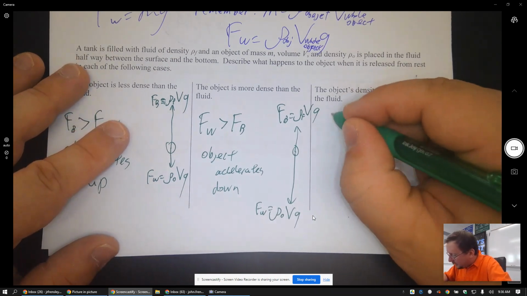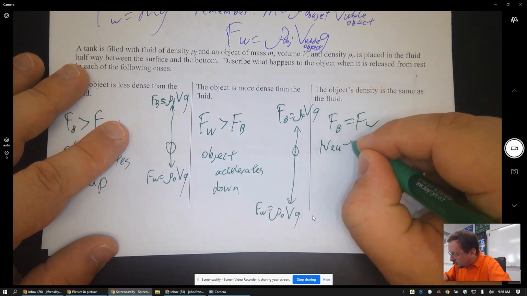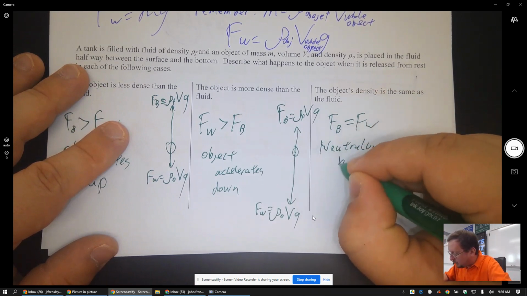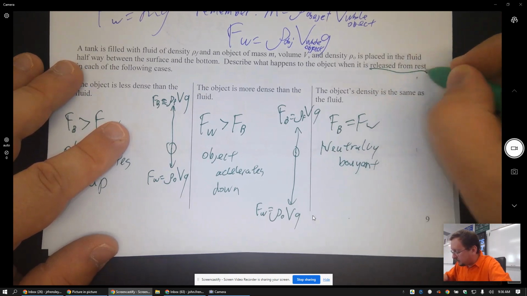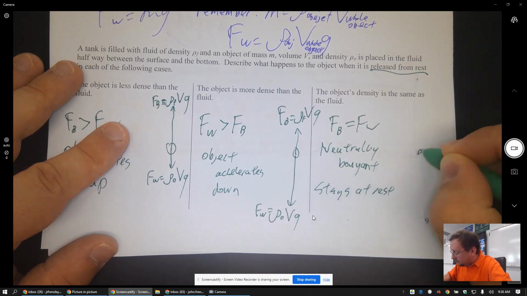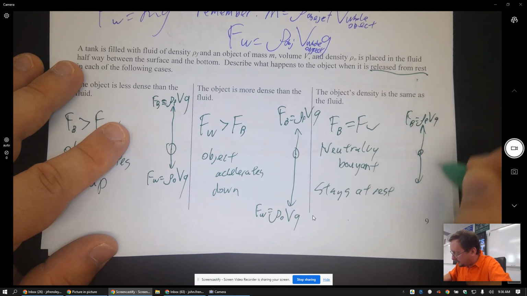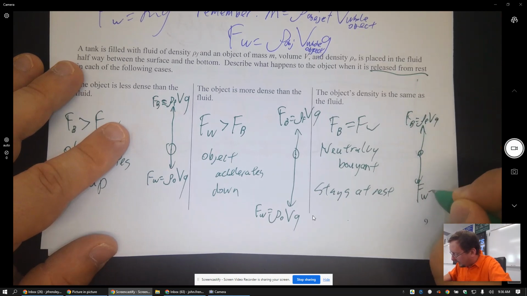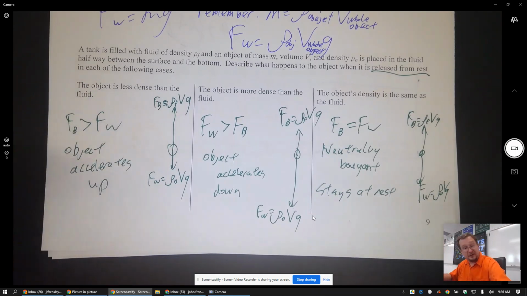Okay, and then here, the force of buoyancy is equal to the force of weight, so we call this neutrally buoyant. And if the object is released from rest, the object stays at rest. So the up here and down here, the force of buoyancy, density of the fluid, volume, gravity, the force of weight, density of the object, volume, gravity. The two densities are the same, so it's neutrally buoyant.